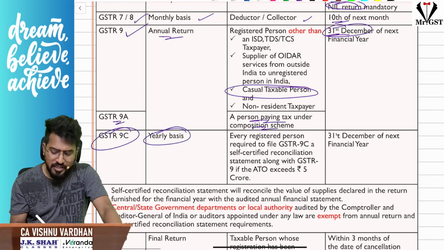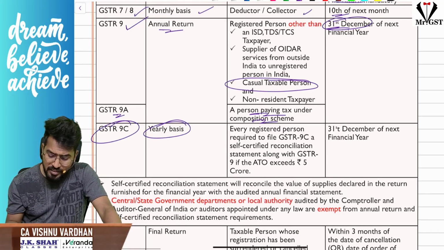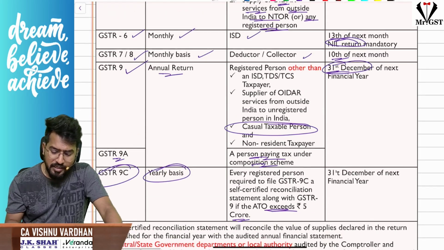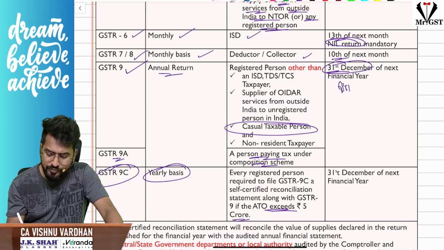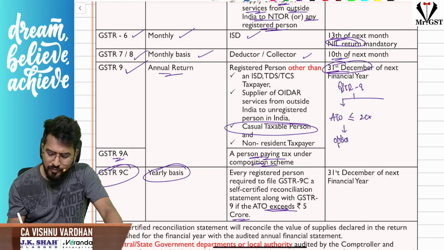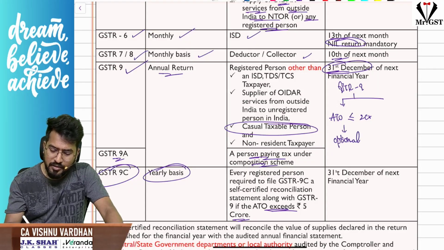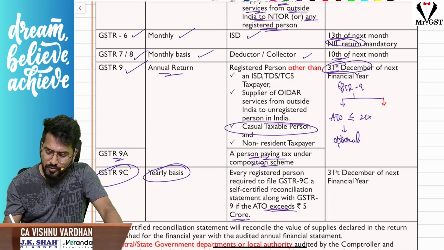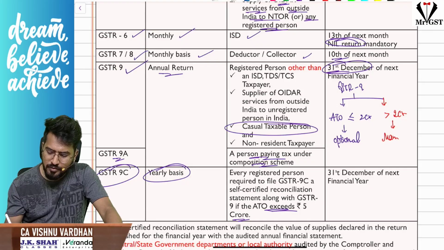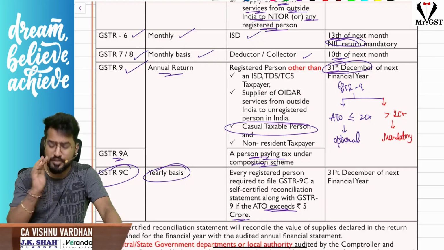GSTR 9C on yearly basis reconciliation statement whose aggregate turnover is exceeding 5 crores. And here, yes, one point please understand, GSTR 9, if aggregate turnover is less than or equal to 2 crores, then it is optional. But if it is greater than 2 crores, now it is mandatory. Okay, so that is the point here.